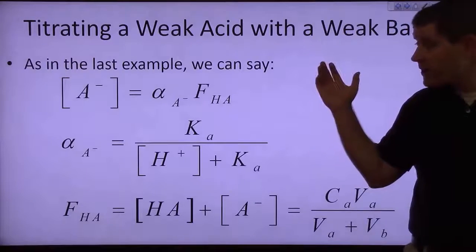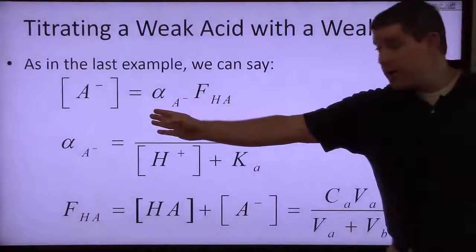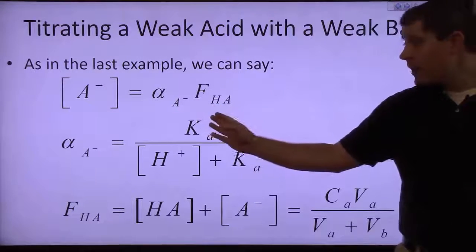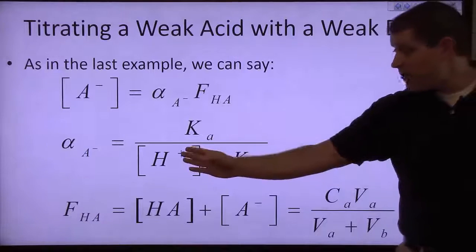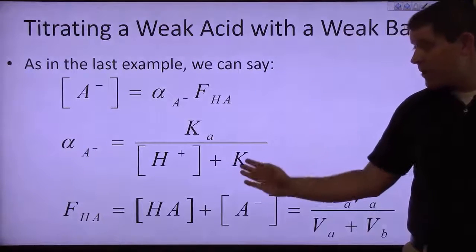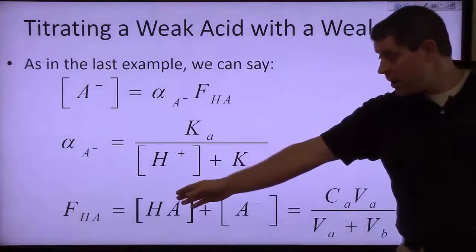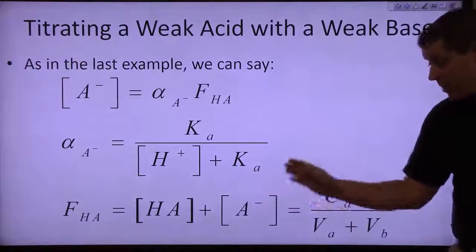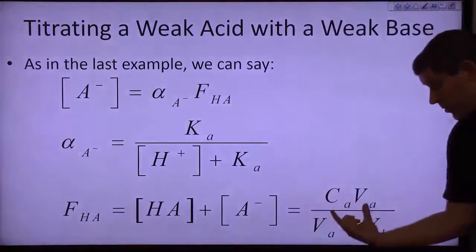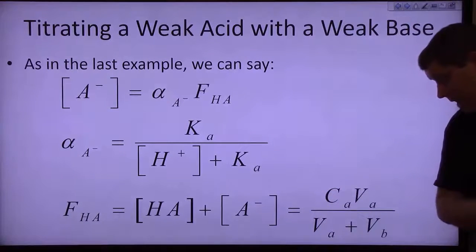And just like in our last example, we can then say the A- concentration is equal to alpha A- times FHA, and alpha A- is equal to Ka divided by the hydrogen ion concentration plus Ka. The formal concentration of HA is equal to the concentration of HA plus the concentration of A-, which is then equal to Ca times Va divided by Va plus Vb.